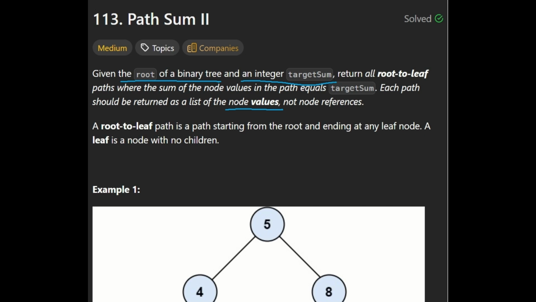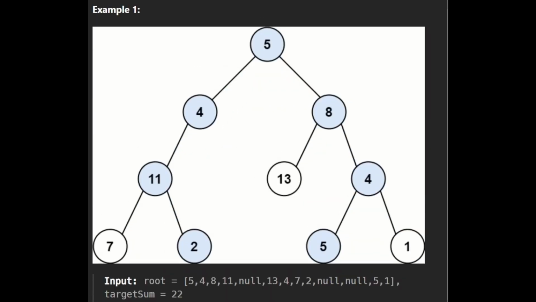Let's take a look at the first example. The binary tree is like this, and the target sum is 22. So we can find two paths matching the condition. The first path starts from the root and ends at this leaf node. So 5, 4, 11, 2. These values sum up to 22. So this is a path we need to find.